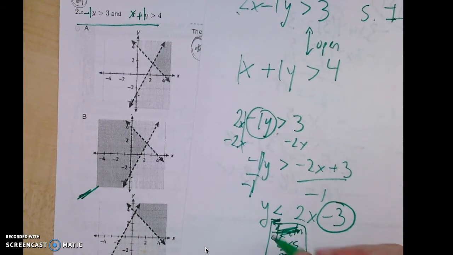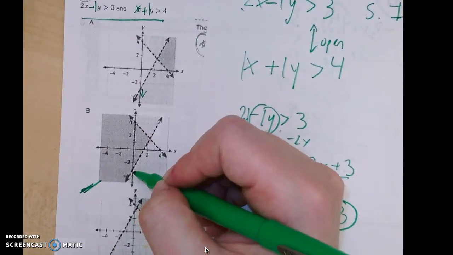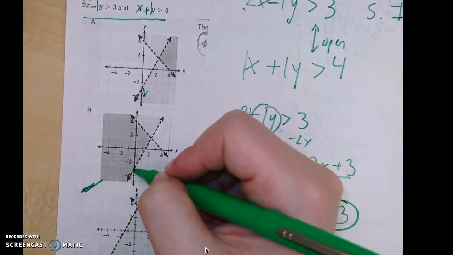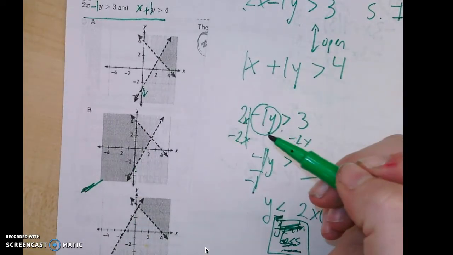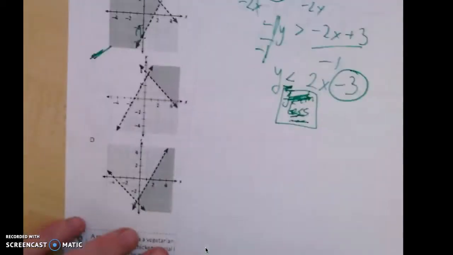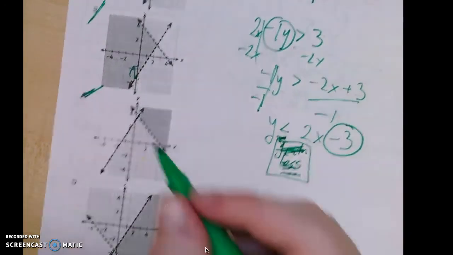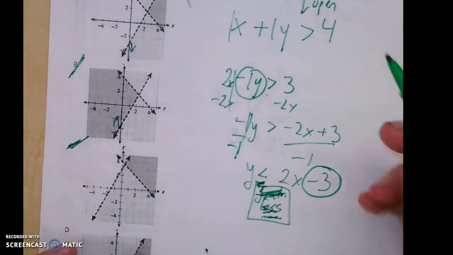Less. So this one has a negative 3 and it is less. This one has a y-intercept of negative 3, but the shading is above, so it's not B. This one has a y-intercept of negative 3 and the shading is below. So it's either A or D, and I haven't even done the second one.